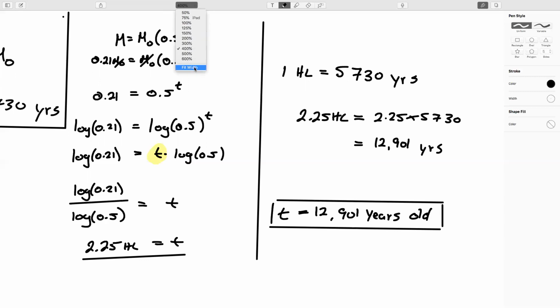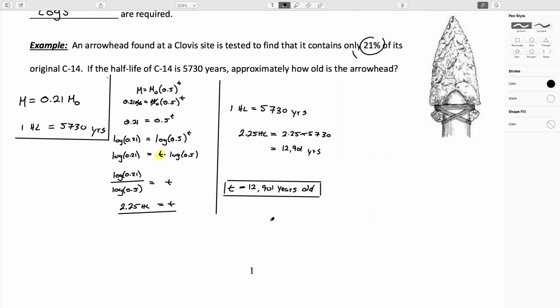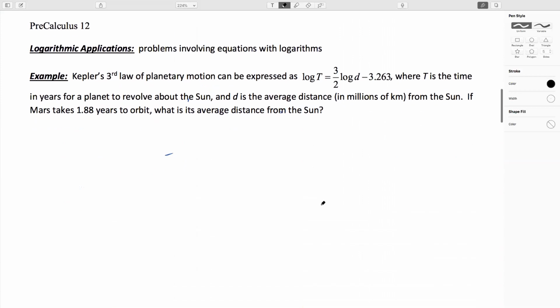So this is a perfect example of the kind of problem-solving question that you might see in this chapter. We've got to set up the problem by making the formula for our decay or growth, and then we have to solve for one specific variable in that equation, and we need the log laws to do it. Let's look at another one.